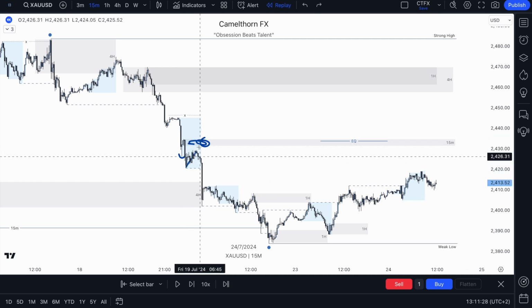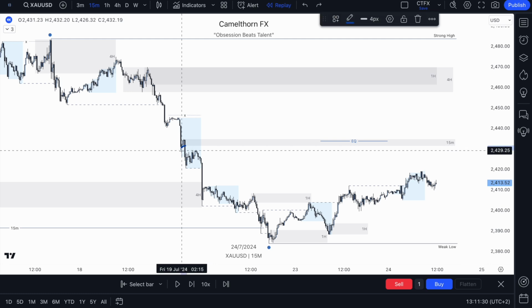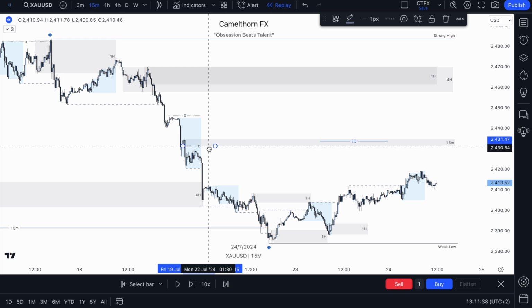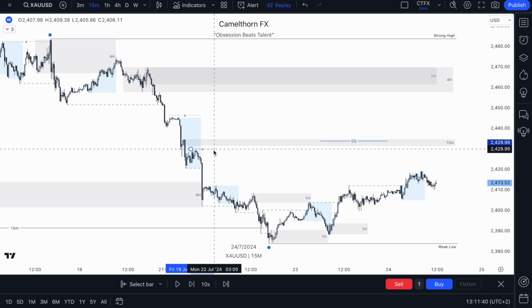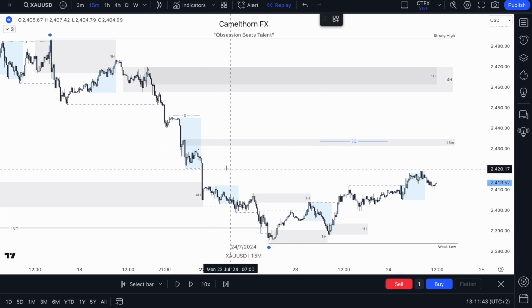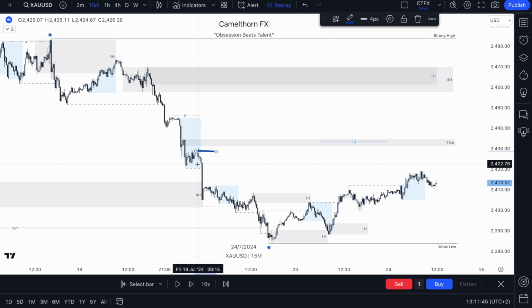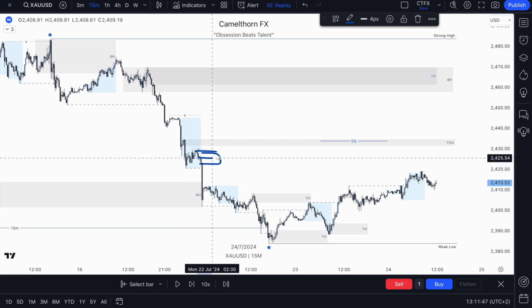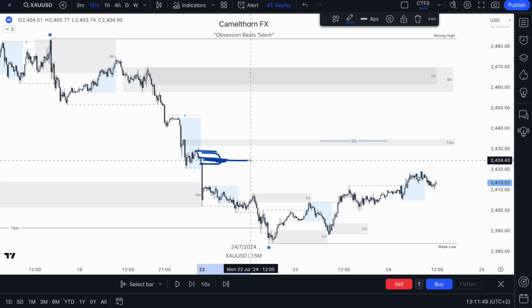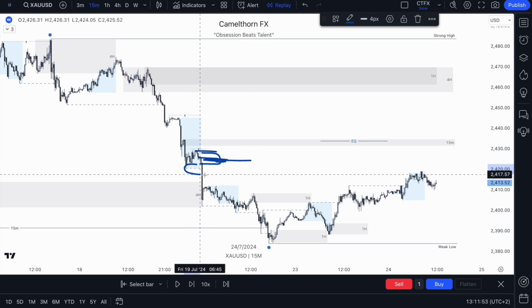In doing so, not only did it leave behind some imbalance that price action could look to fill, but it also created this little shelf of liquidity, which would act as a potential inducement area for any sellers that were looking to get involved in this zone based off of this break of structure.